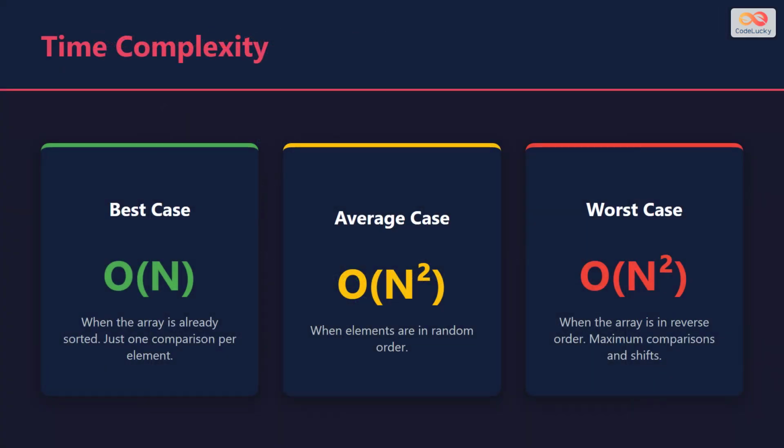Let's talk about performance. In the best case, if the array is already sorted, the algorithm runs in linear time, or O(n), because it only makes one comparison per element. However, in the average and worst cases, such as a reverse sorted list, it runs in quadratic time, or O(n squared), because for every element, we might have to shift the entire sorted section.